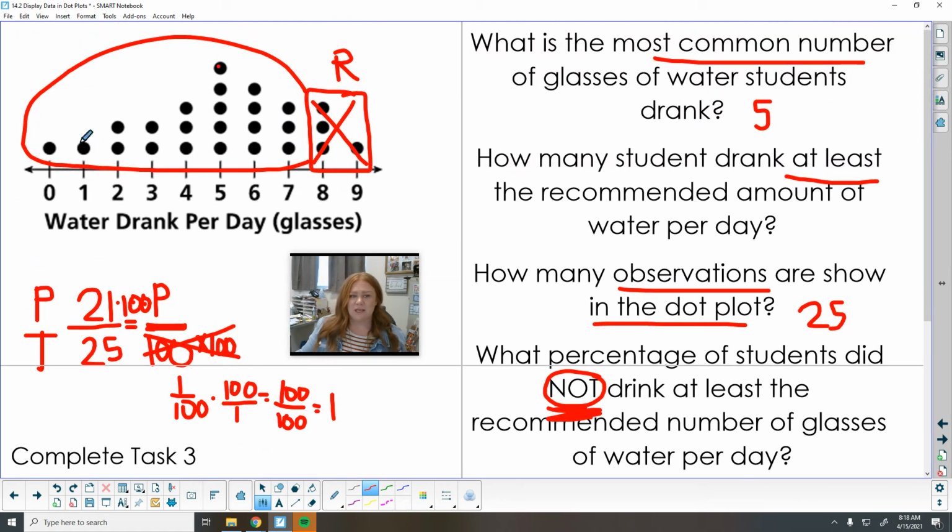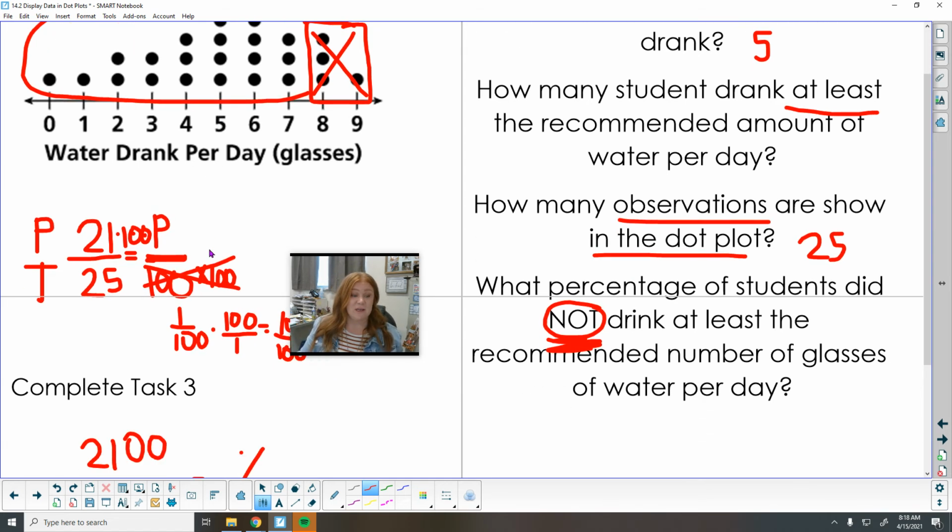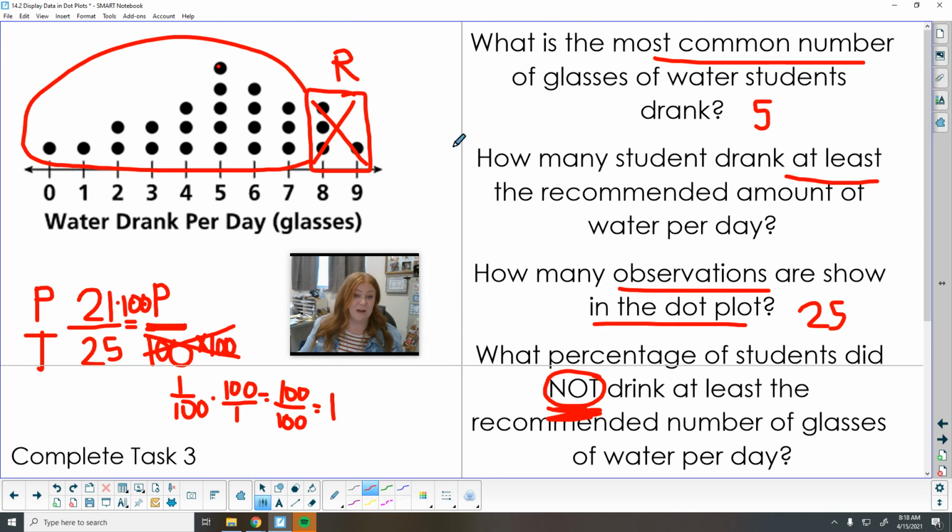So I know it's going to be a pretty high percent because there's only 4 people that did drink enough water and the rest of them did not. So that's definitely more than half. And I'm even thinking it's going to be much closer to 100 than anything else. It's not going to be 100, right? 100% of the people are not included in this part, but it's going to be a pretty high percent.